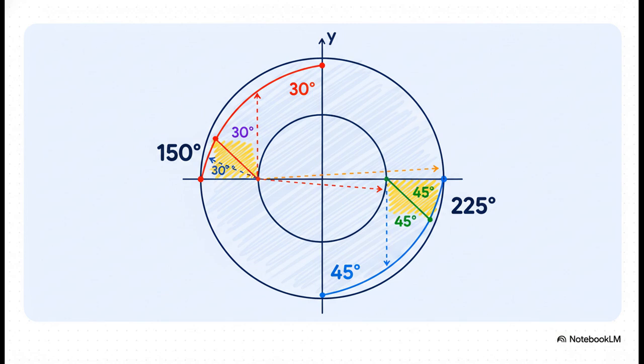If you're at 150 degrees, how far are you from the x-axis at 180? Just 30 degrees. So 30 is your reference angle. Or what about 225 degrees? Again, the closest x-axis is at 180, and the difference is 45 degrees. You see the pattern here. Every single angle on the circle has a little cousin back in quadrant 1.